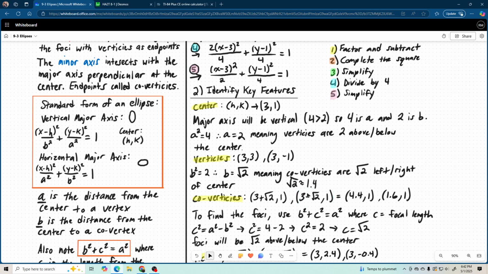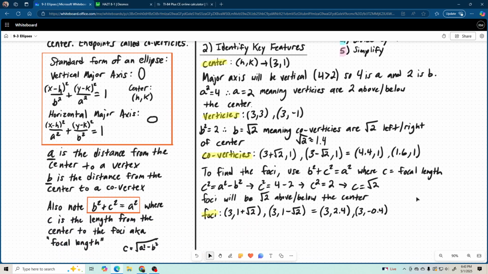So if we look at our covertices, don't even worry about these first two, I'm just going to show you with the math. Remember that because we have a vertical major axis, the covertices are going to be horizontal. So when we go from our center, we're going to be affecting our x value, not our y value. So we're going to be going 1.4 to the left of 3 and 1.4 to the right of 3. If we look at our answers over here, 3 becomes 4.4, comma 1, and 3 becomes 1.6, comma 1, both of which are 1.4 away from 3.